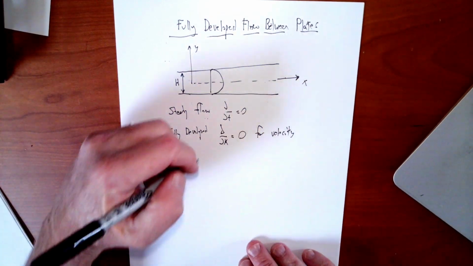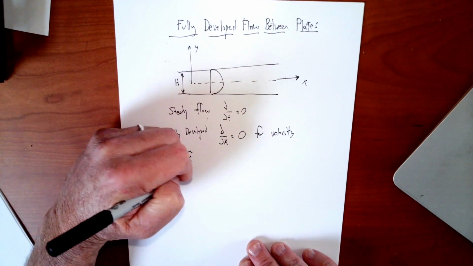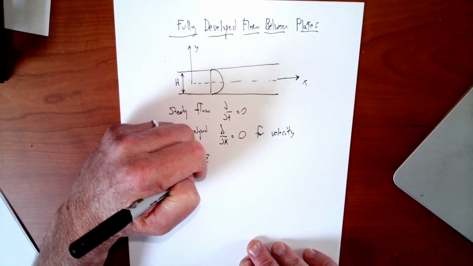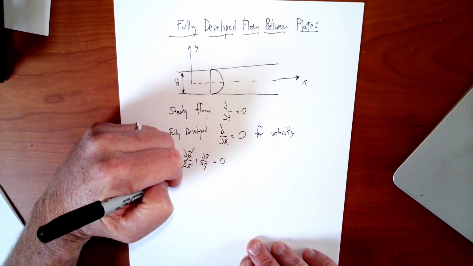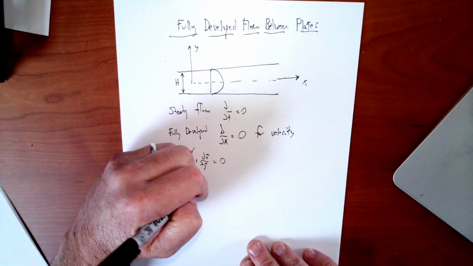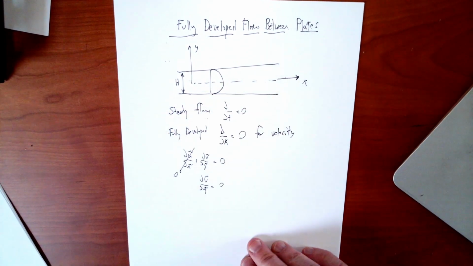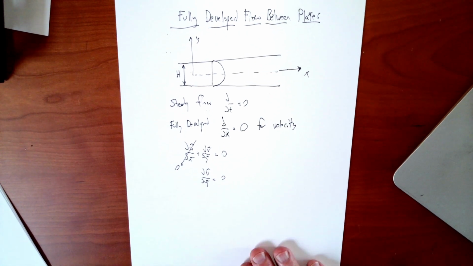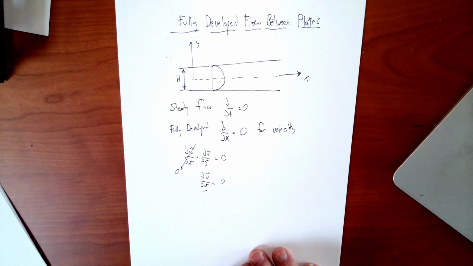So let's start with our dimensionless continuity equation. So we have du tilde dx tilde plus dv tilde dy tilde is equal to 0. Well, du dx is going to be 0 because it's fully developed flow, and so that means that dv tilde dy tilde is equal to 0. That means if we know v tilde anywhere in the y dimension, we know v tilde everywhere in the y dimension.